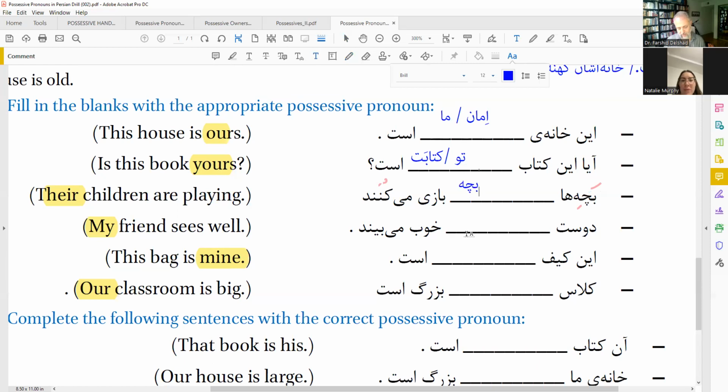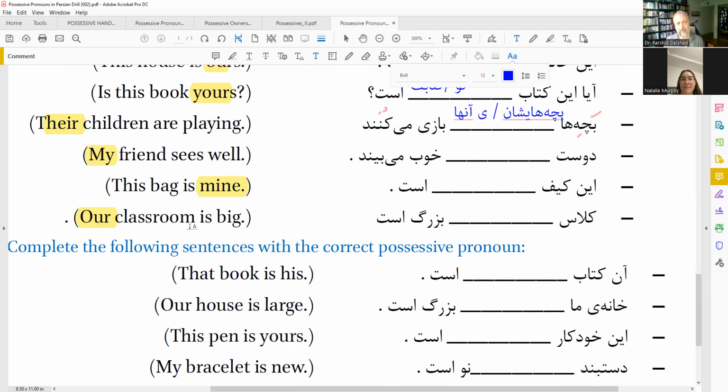بازی می‌کنند. Exactly. Bacheha Eshan. And if I want to use a separate form, I would say Bacheha Anha. آنها. That's it. So of course, you still need this ye here. Bacheha Anha. Perfect. Okay. So next phrase, my friend sees well.